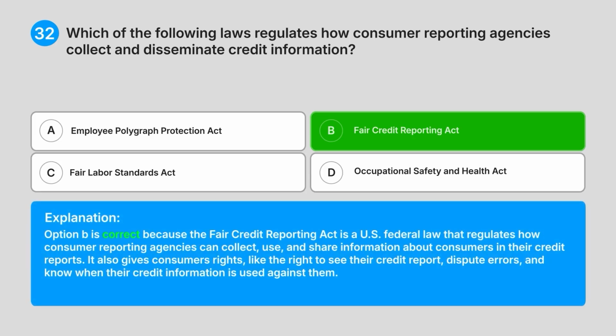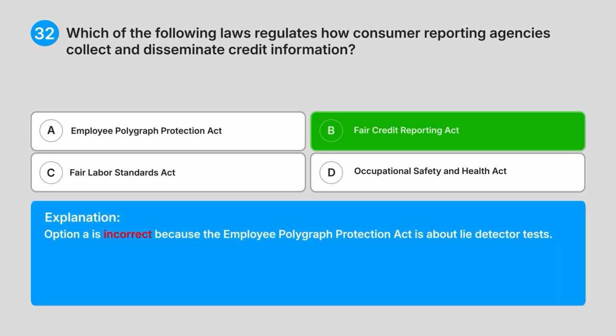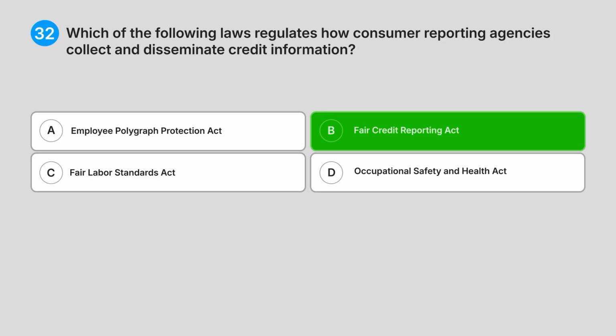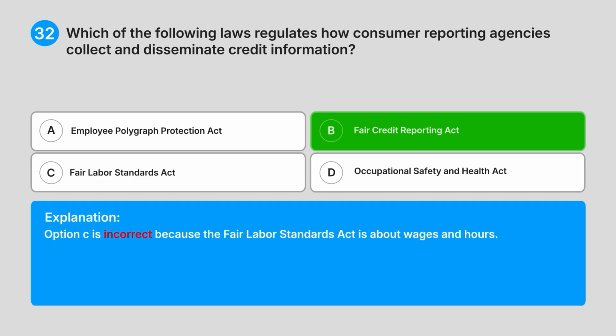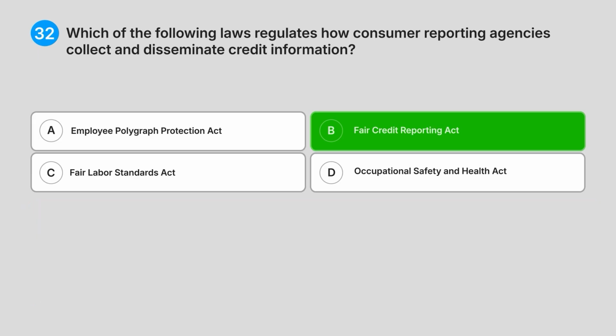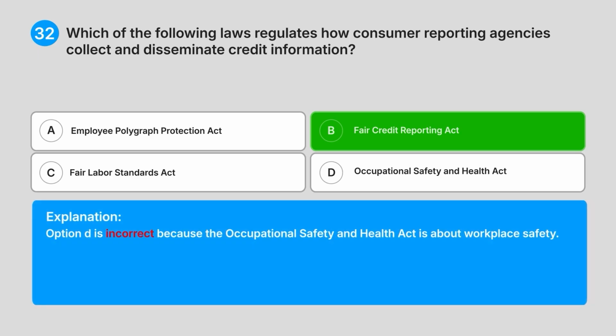Explanation. Option B is correct because the Fair Credit Reporting Act is a US federal law that regulates how consumer reporting agencies can collect, use, and share information about consumers in their credit reports. It also gives consumers rights like the right to see their credit report, dispute errors, and know when their credit information is used against them. Option A is incorrect because the Employee Polygraph Protection Act is about lie detector tests. Option C is incorrect because the Fair Labor Standards Act is about wages and hours. Option D is incorrect because the Occupational Safety and Health Act is about workplace safety.